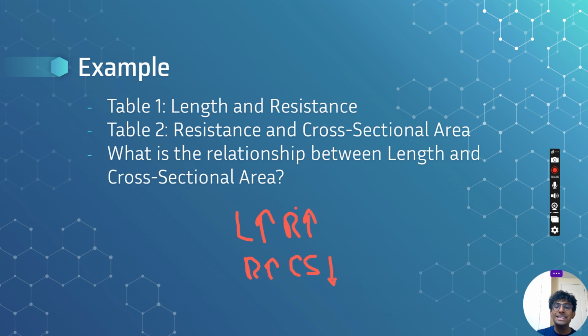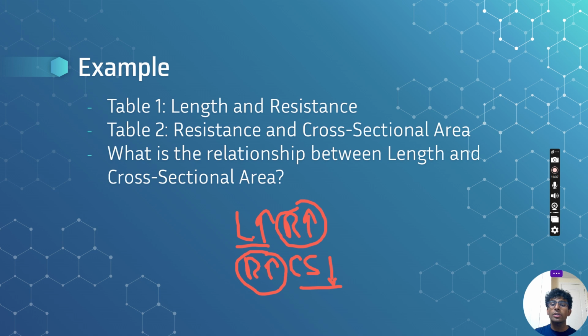Well, resistance, that's the common variable in both tables, right? So we see that as resistance increases, length increases, and as resistance increases, cross-sectional area decreases. So now that we've held resistance in common and we have it in the same direction, this is important. It needs to be both resistance increasing in both tables or both resistance decreasing. So that way you'll be able to apply your relationship between length and cross-sectional area.